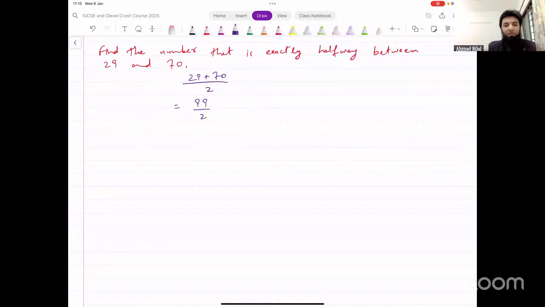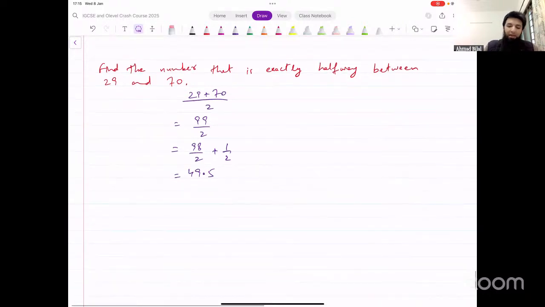Now, how do you do this division? You can say it's 98 over 2 plus 1 over 2. What's 98 over 2? 8 over 2 is 4, and then 18 over 2 is 9. So 49.5. That's the result that you get from this. That's the number that's halfway between 29 and 70, 49.5. So this division by 2 is going to come again and again. You should be familiar with this.